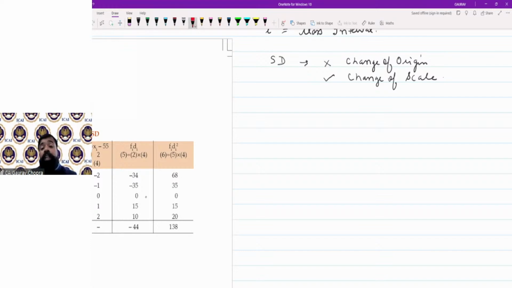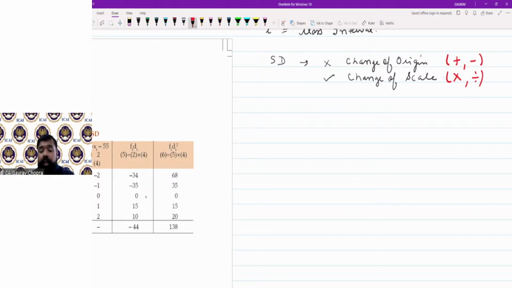So what was the meaning of change of origin? Origin means plus or minus. We are increasing a particular series by a number or decreasing the series by a particular number. If we add to or subtract from any series a particular number, that is known as change of origin. Whereas in change of scale, what do we have to do? Multiply or divide. So standard deviation will get affected due to change of scale.